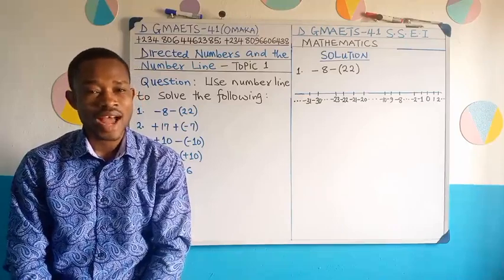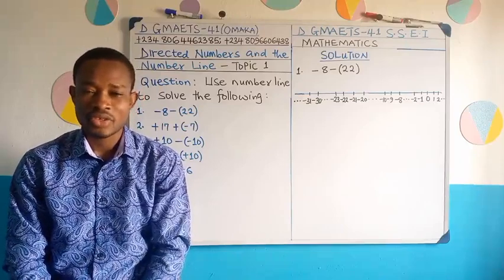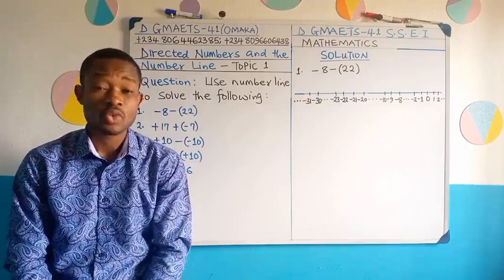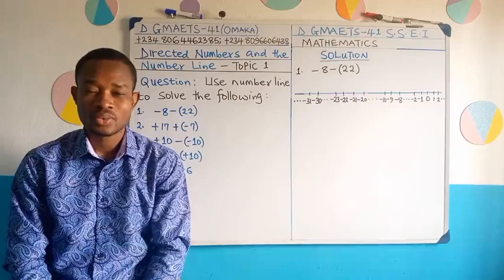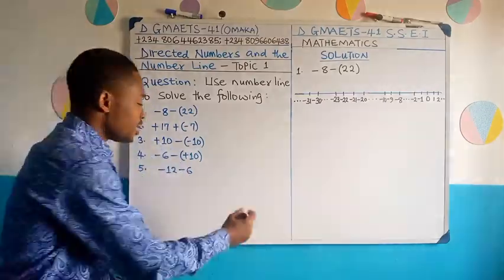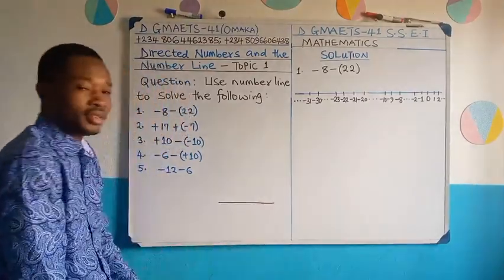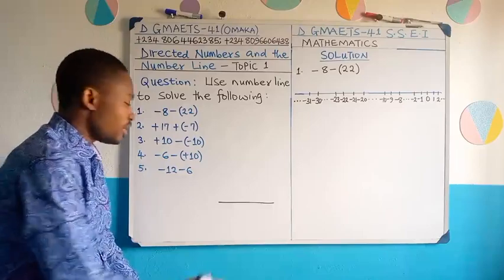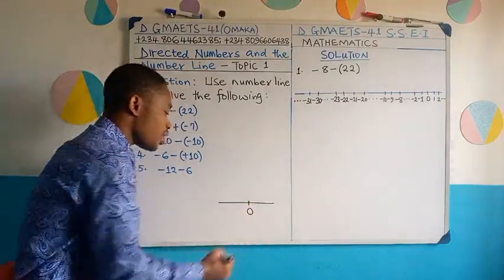To start with, I want to ask you, have you seen a number line before? Have you worked with a number line before? Well, I would like to show you what the number line looks like. The number line is simply a straight horizontal line. On this line, at a point, we have 0.